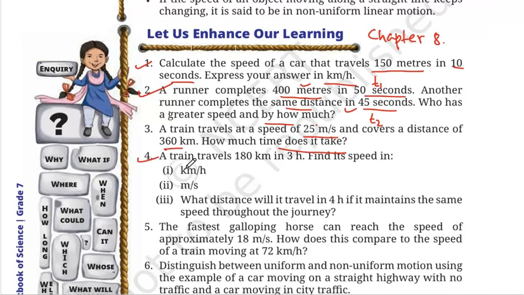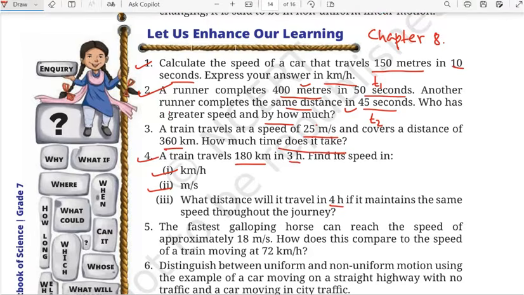Number 4. A train travels 180 km in 3 hours. You have to find its speed in kilometer per hour and meter per second. Also, you have to find what distance it will travel in 4 hours if it maintains the same speed throughout the journey. All right. So let us go to our solving board.